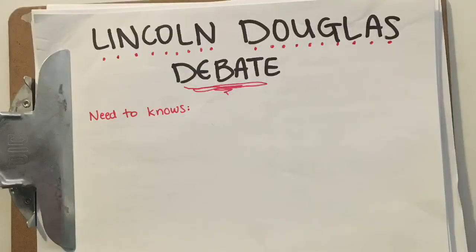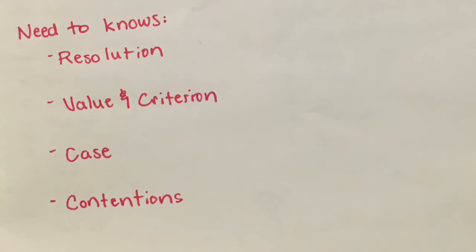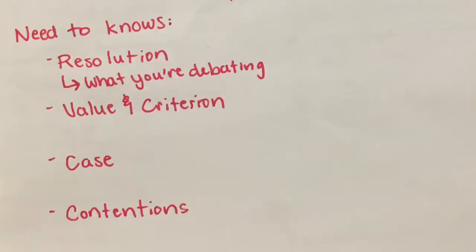So the first thing we're going to talk about are the need to knows. We have the resolution, the value and criterion, your case, and your contentions. The first one we'll talk about is the resolution. The resolution is usually just a sentence, maybe two sentences, with very specific words explaining what you're debating.